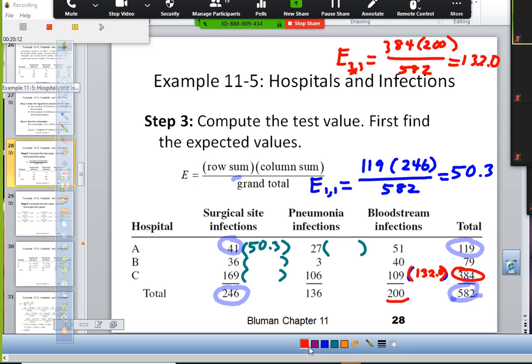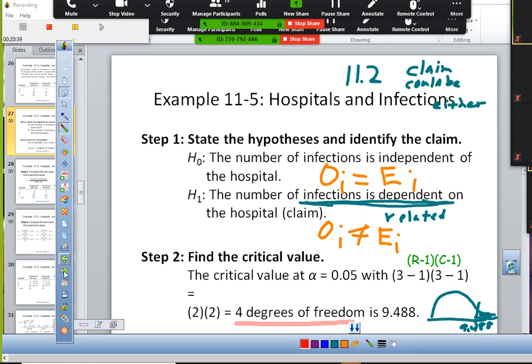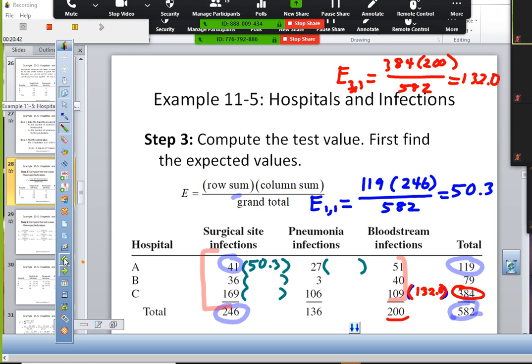So again, remember my data is right here. This 3 by 3 here, that's my data. So the first one is 41, the last one is 109.